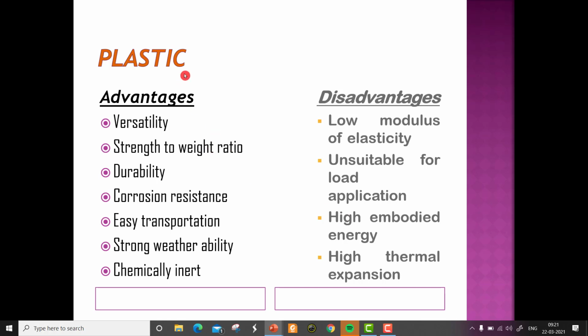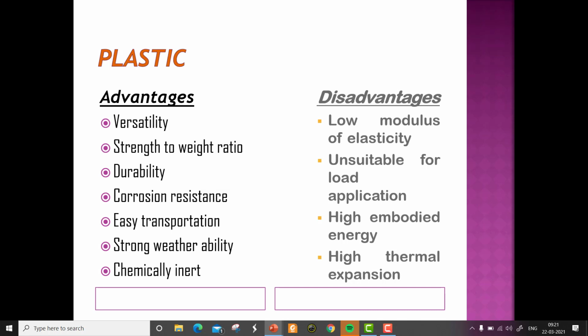The advantages listed for plastic include versatility. That means it's very adaptable. It can suit various processes, or it can be used in various situations. It has a high strength to weight ratio, as the weight of plastic is very less, so within a lesser weight you can achieve greater strength. Durability, no corrosion is coming again. Corrosion resistance, durability in other sense. Then it is easy to transport as it is light in weight and can be folded also.